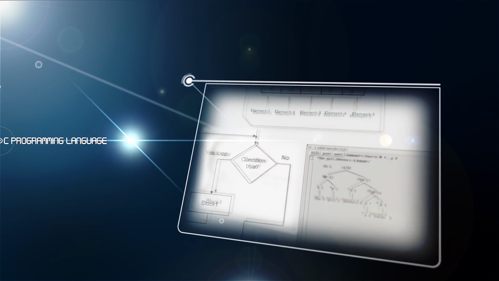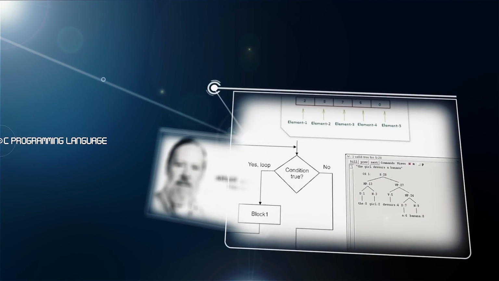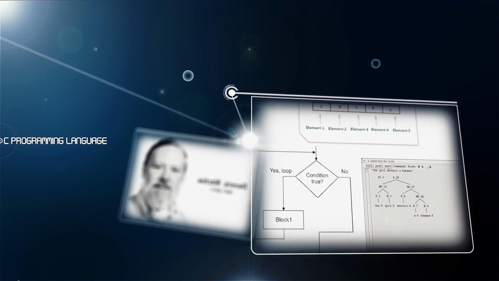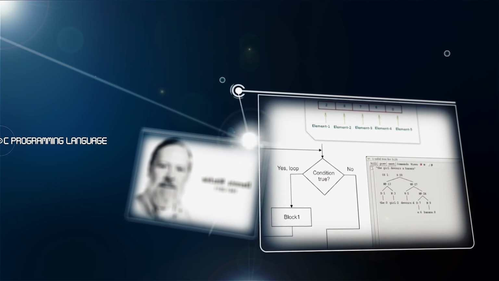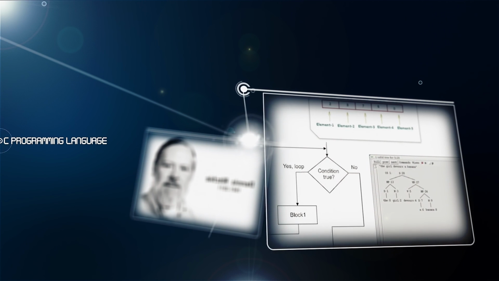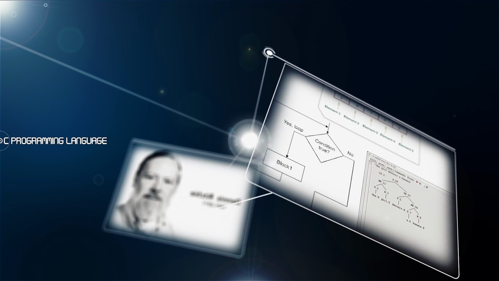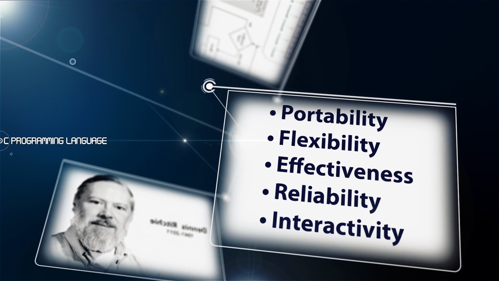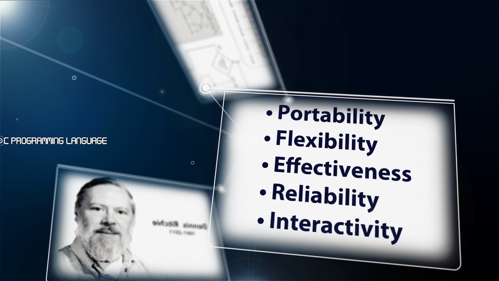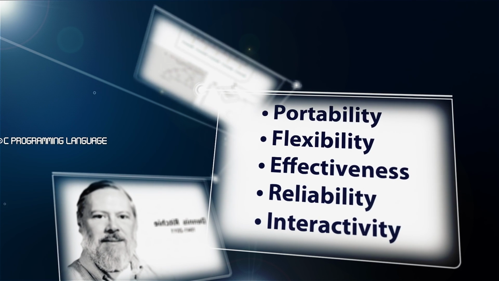C is not specifically designed for specific application areas, but it was well suited for business and scientific applications. It has various features like control structures, looping statements, arrays, and macros required for these applications. The C language has numerous features such as portability, flexibility, effectiveness and efficiency, reliability, and interactivity.